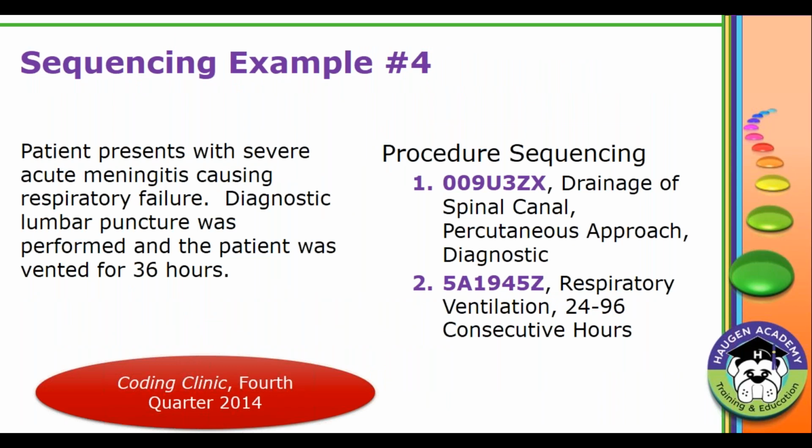So our sequencing example number 4, the patient came in with severe acute meningitis causing respiratory failure, and a diagnostic lumbar puncture was performed, and the patient was vented for 36 hours. And on this one, this was pulled from Coding Clinic, so this is assuming that the patient developed the respiratory failure later, and that the principal diagnosis on this case is the acute meningitis, and the lumbar puncture is sequenced prior to the mechanical ventilation.